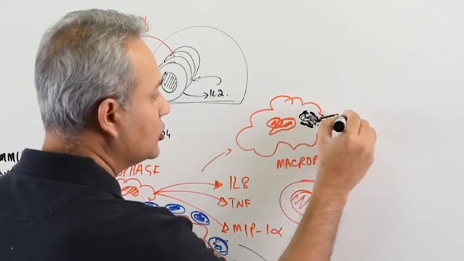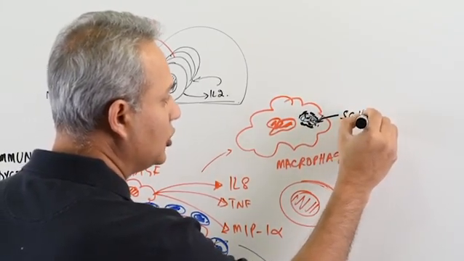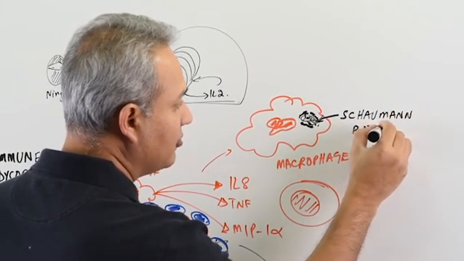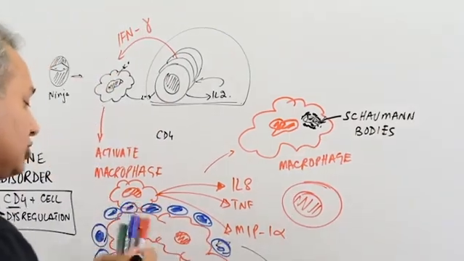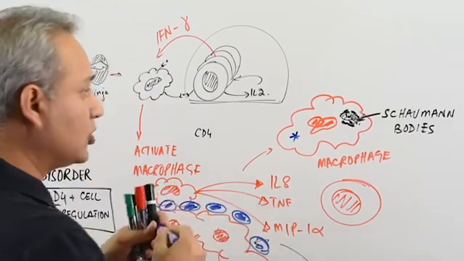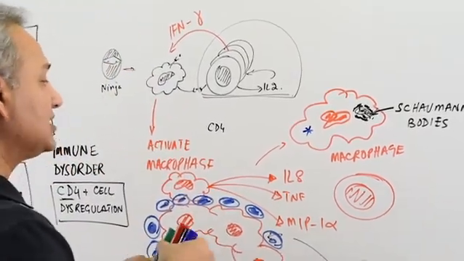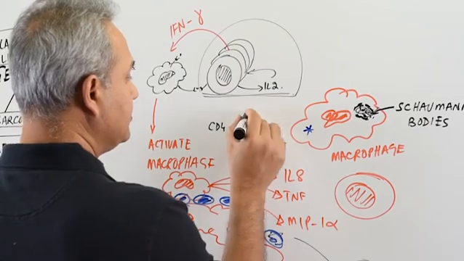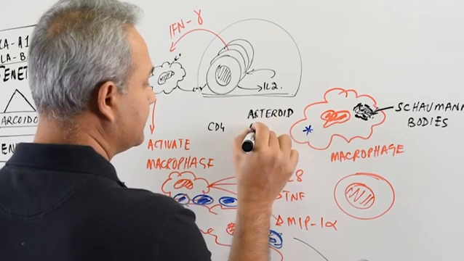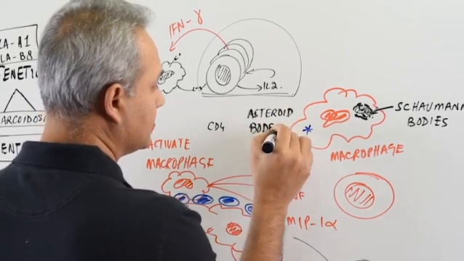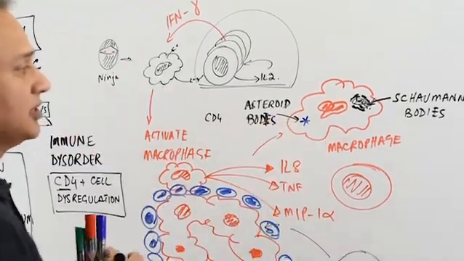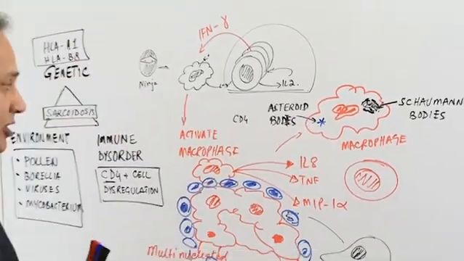So this is the Schaumann bodies. Schaumann bodies are found, and it is also possible that there are depositions of substances that look like a star, so asteroid bodies. So Schaumann bodies are found, asteroid bodies are found.